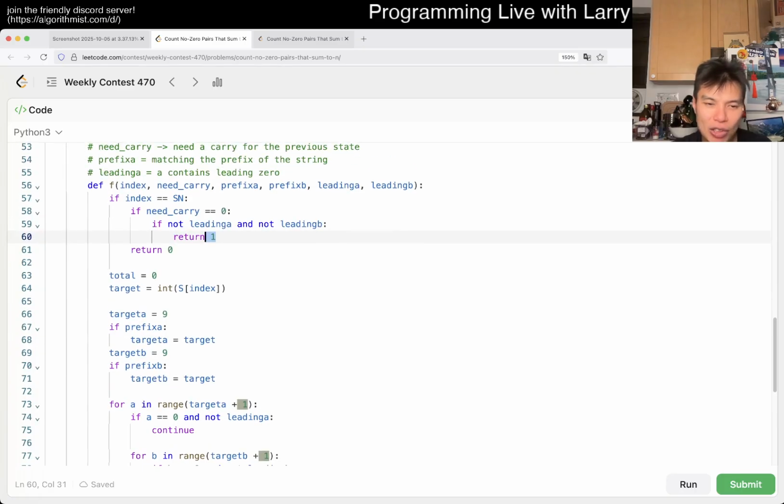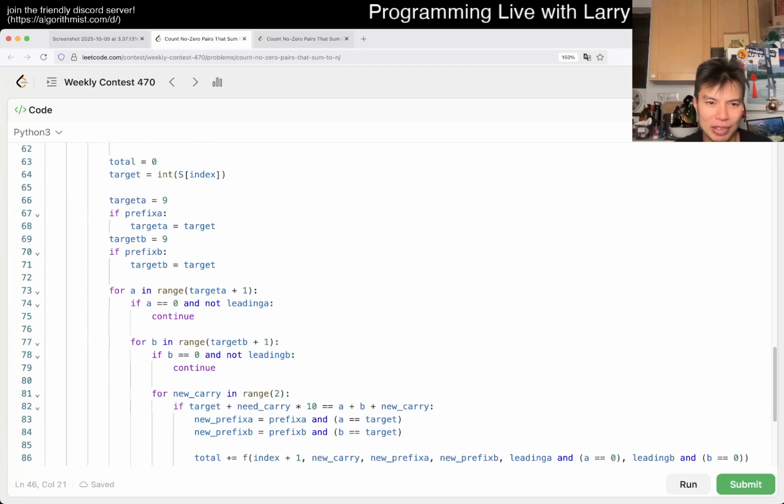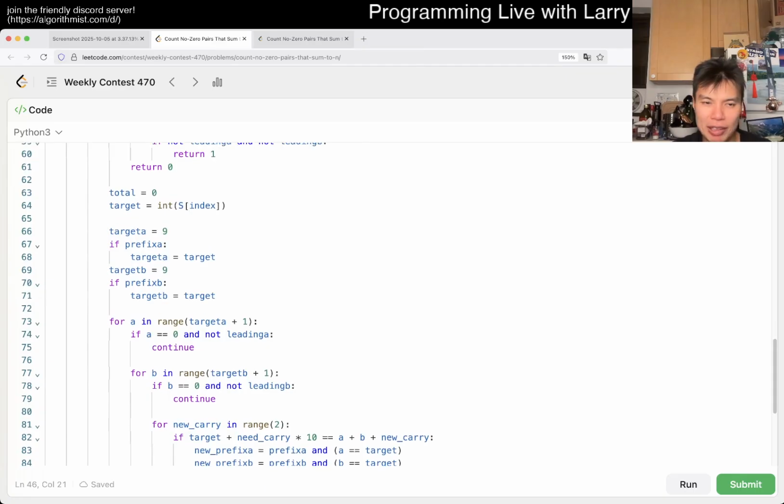And then now you have total. This is just to sum up the count. The target is just the current index, but converted to an int, because this is a string. Maybe I should have just converted them; I had it the other way earlier. But yeah. And then now we have this, which is just to keep track of the prefix.